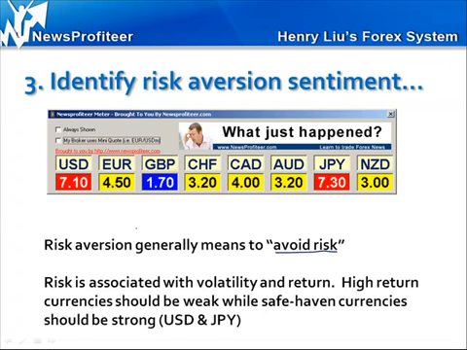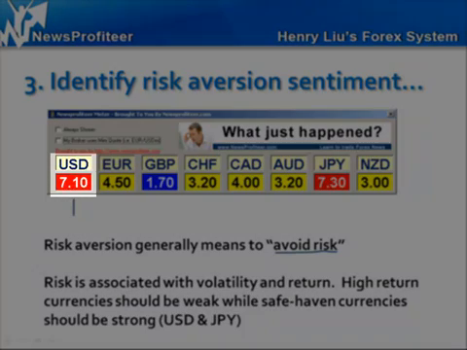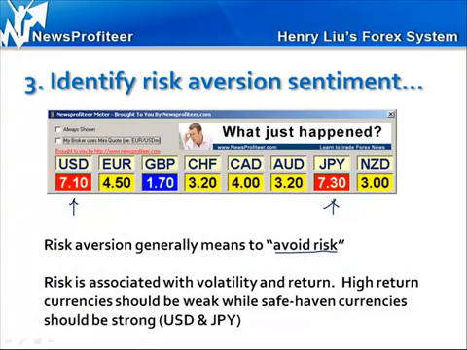So when we have a risk aversion sentiment, we're going to see something typically with the strength meter, and that is a strong dollar and a strong Japanese yen. All right. So when you see a strong dollar with a strong Japanese yen, that usually means we have a possible risk aversion sentiment. And when we have a risk aversion sentiment, there are several ways of trading the market.